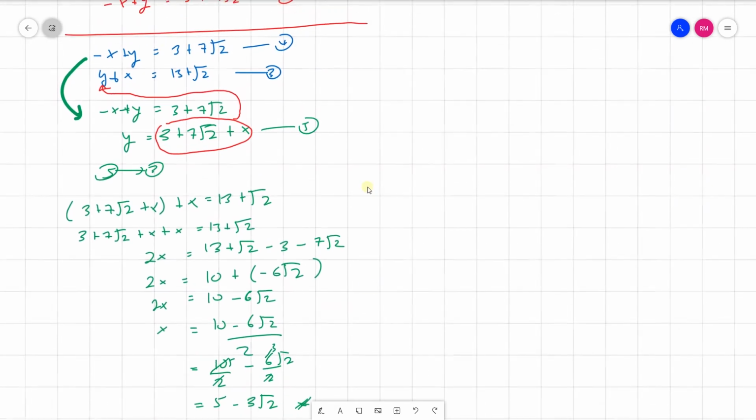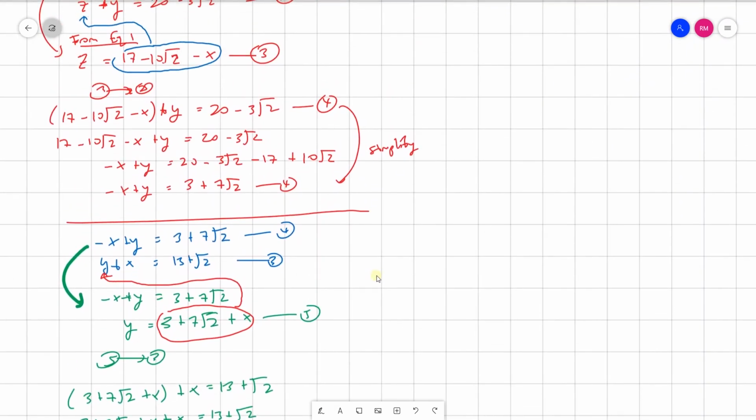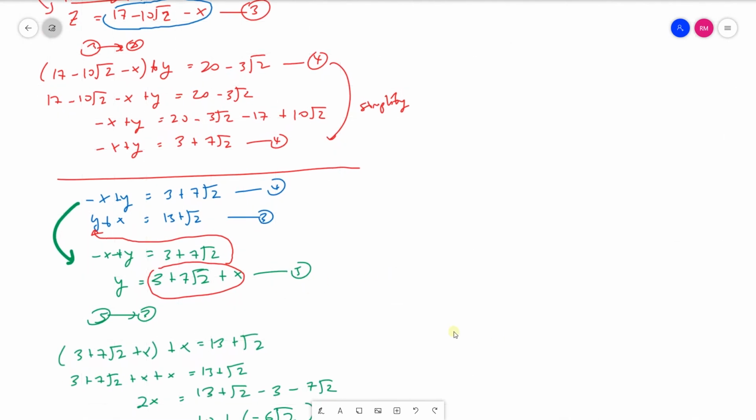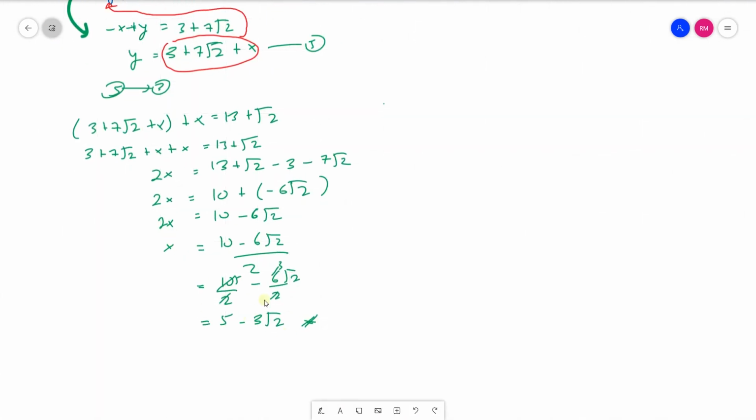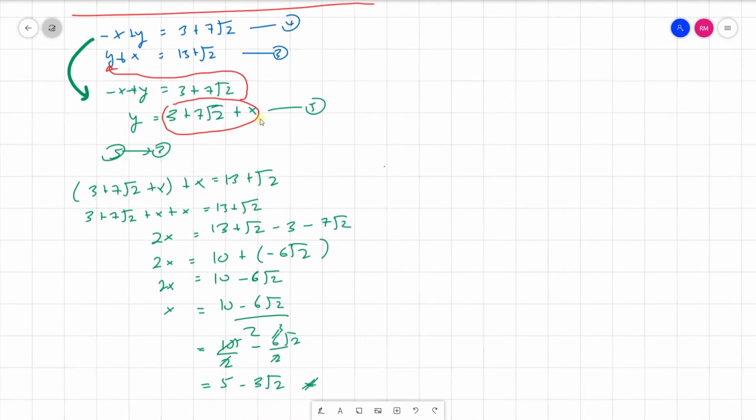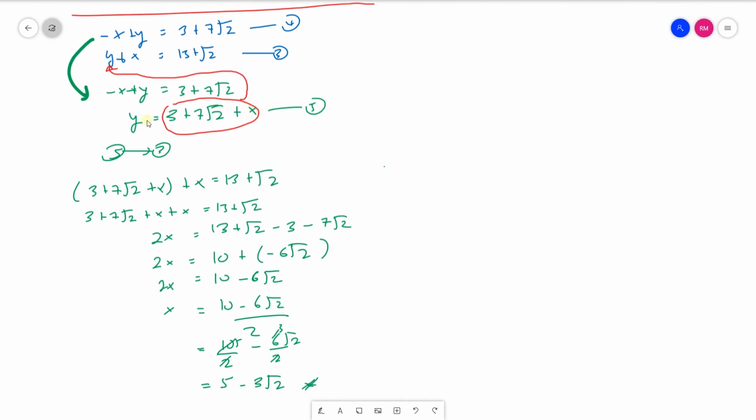Correct. So in order to find y, let's look at it. Okay, in order to find y, yes, this is equation 5. So we can substitute the value of x that we found just now inside this equation 5. Correct. If we substitute the value of x, we can get what is y. So let's find it out.